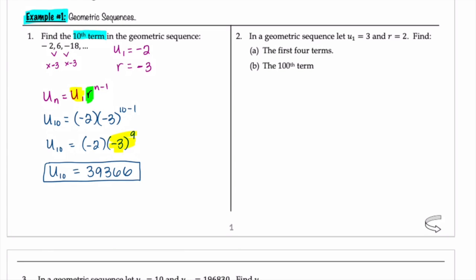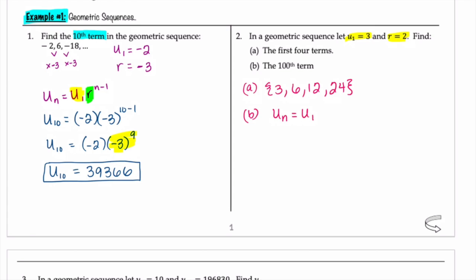Let's look at number 2. In a geometric sequence, let u sub 1 equal 3 and r equal 2. Find a, the first 4 terms, and b, the 100th term. So for part A, I'm going to list out my 4 terms. We start with 3, and to find the next number, we're going to multiply by the common ratio. So in this case, times 2, times 2, times 2. There's my 4 terms.